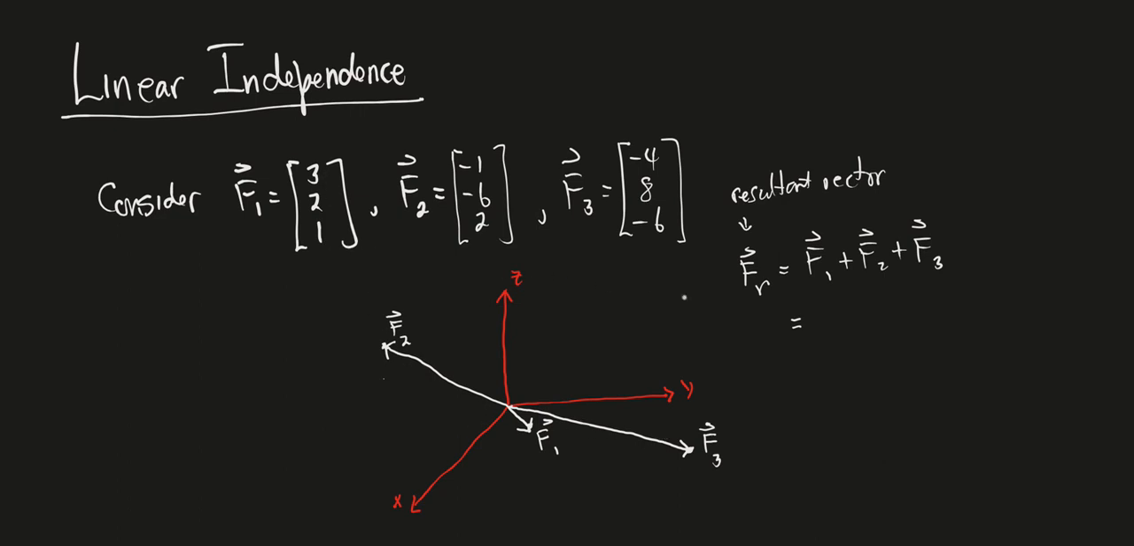So all we have to do is add the corresponding components. Adding the first components would be 3 plus -1 plus -4. The middle components, the y components, would be 2 plus -6 plus 8. And then the z components will be 1 plus 2 plus -6. All right? Just performing our basic vector algebra, what do we end up with here?